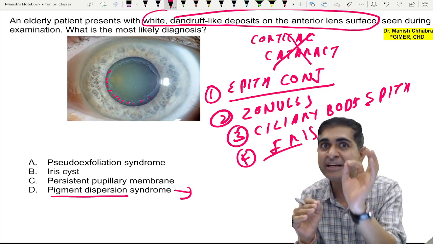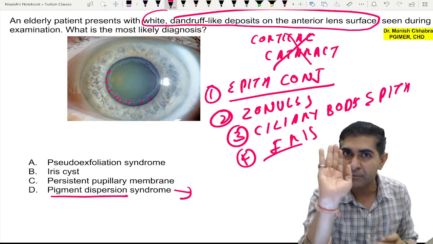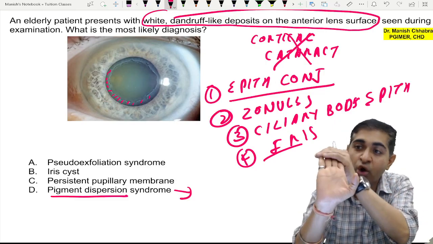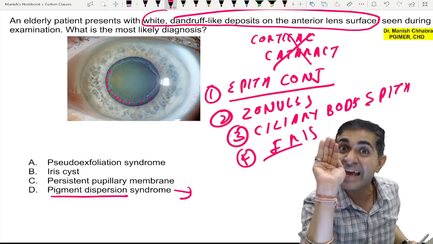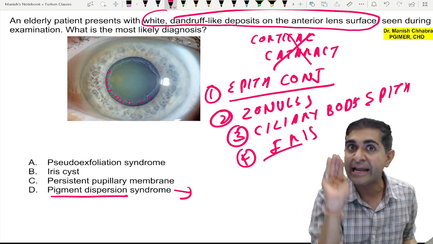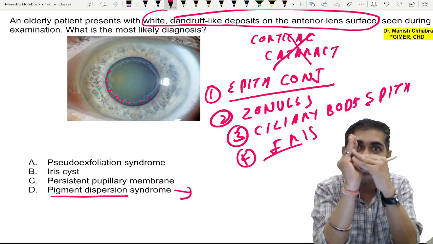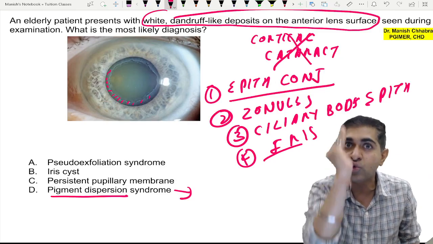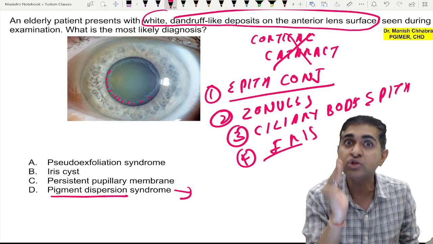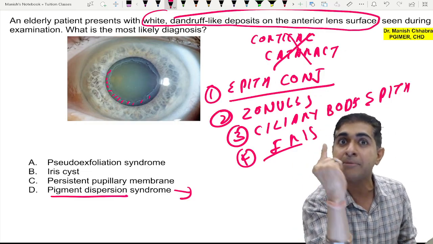No, you don't. Pigment dispersion syndrome is when the configuration of the iris, normally convex anteriorly, in some patients becomes concave anteriorly. So when the pupil dilates and constricts, when it is concave anteriorly, it is going to be convex posteriorly. The convex part of the iris is going to rub over the lens and its zonules, and you know the posterior layer of the iris is posterior pigment epithelium.